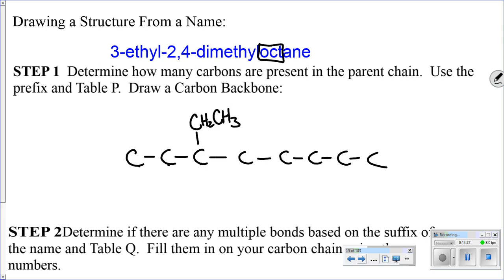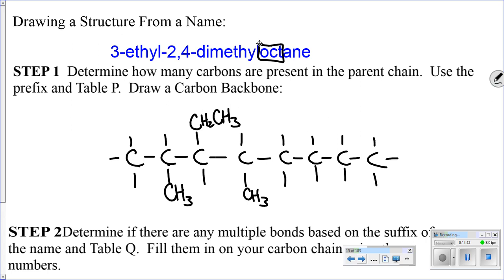On carbon 2, I'm putting this methyl group below just because there's more room down there, and I'm doing the same thing here on carbon 4. And then I just have to go and fill in my hydrogens. But I did have all single bonds here. Sorry, I forgot to mention that. Still an alkane.